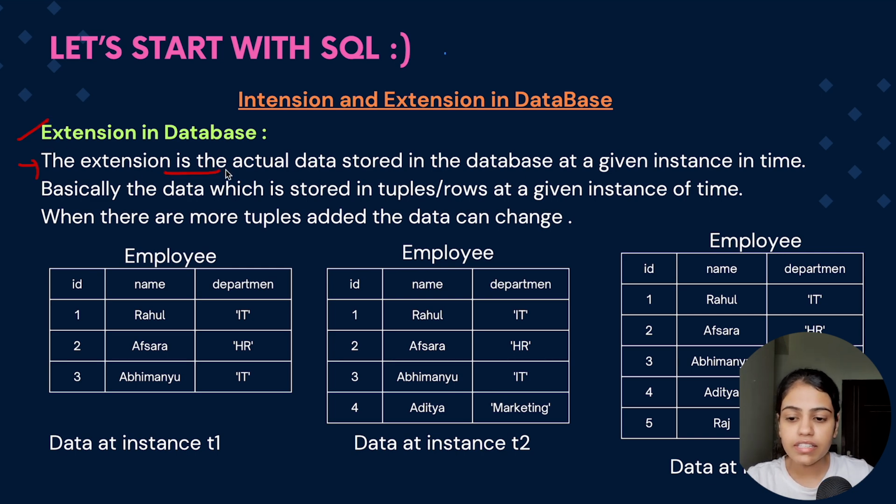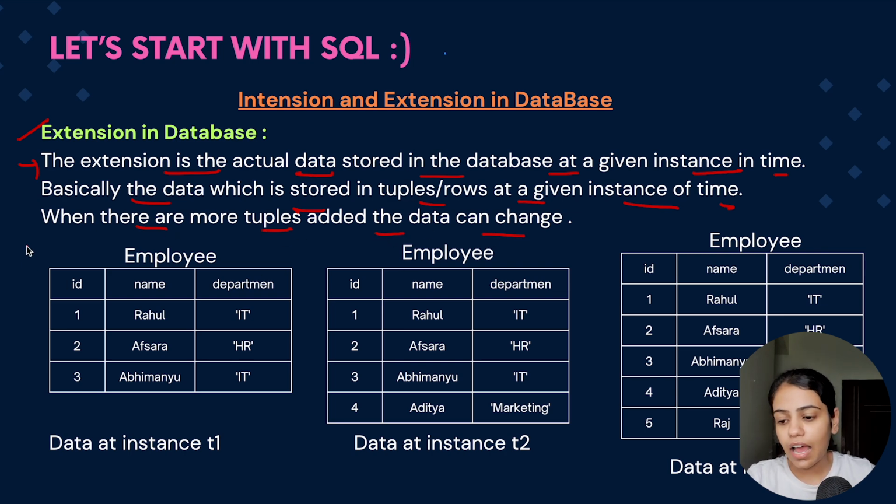The extension is the actual data that is stored in the database at a given instance in time. So whenever we see the actual data which is stored in the database at a given time, that is called extension. Basically the data which is stored in tuples or rows at a given instance of time. When more tuples are added, the data can change.